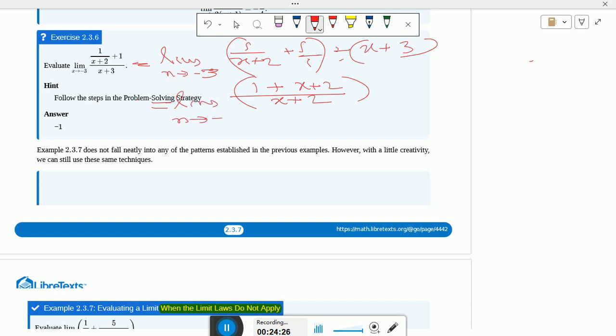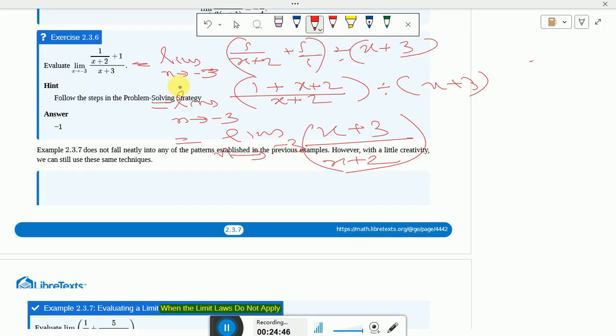limit x approaches minus 3, 1 plus x plus 2 over x plus 2 divided by x plus 3, right? Now what will happen? Limit x approaches minus 3, x plus 1 plus 2, x plus 3 over x plus 2, then divided by x plus 3, it is equal to 1 over x plus 3. Any division we can take as multiplication by swapping the numerator and denominator, right? So if you swap this one, 1 over x plus 3.